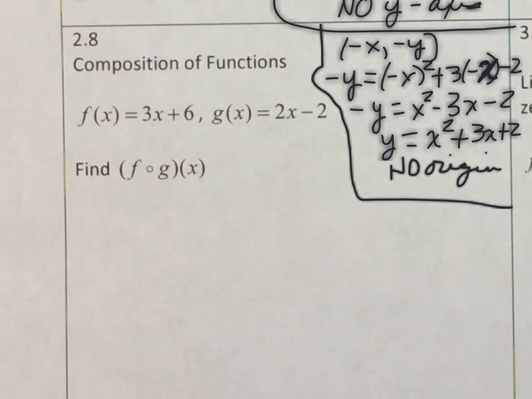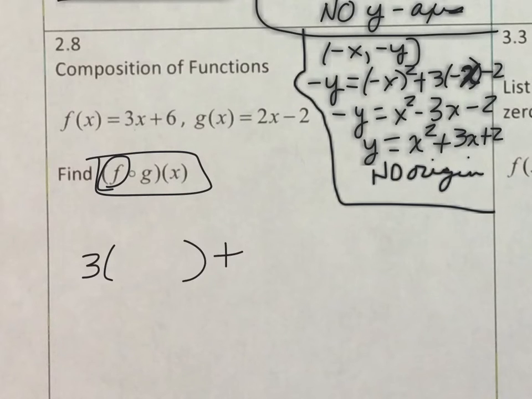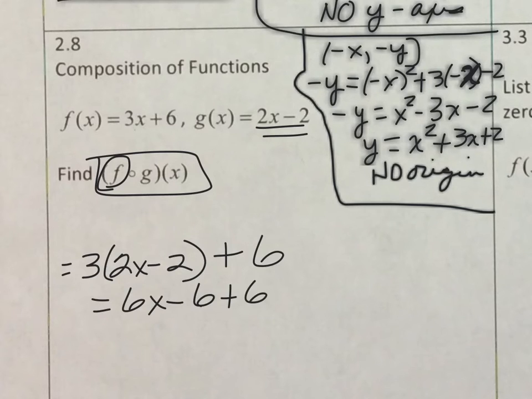Okay, and then finally in section 8, what you need to know for your test is how to do composition of functions. If I'm asking for f circle g, remember we'll start with the first function. F of x has 3 times something plus 6. And then wherever the something is, that's where we put g. So 2x minus 2. And then we'll simplify that. So here we'd have 6x minus 6 plus 6, or simply 6x.